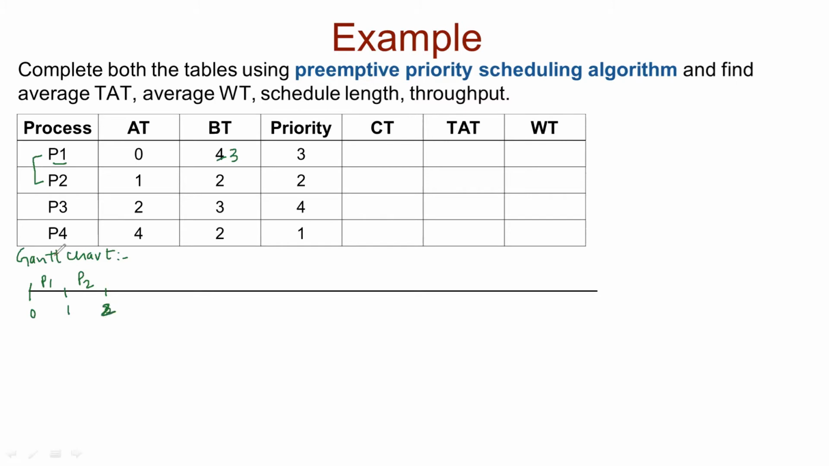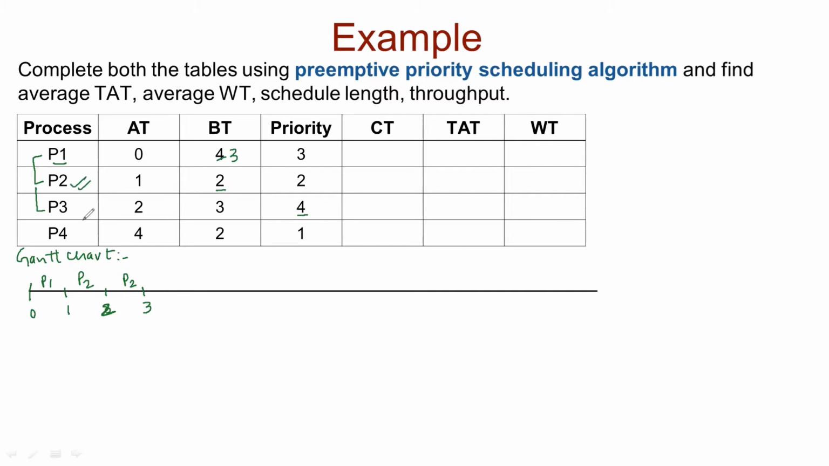At time 2, there is another process, P3, in the system. But the priority of P3 is 4. Therefore, P2 still has the highest priority. So CPU will not be preempted and P2 will continue its execution till time unit 3. At time unit 3, P2 completes its execution. Keep looking at burst time. It is just 2 units. So P2 completes its execution.